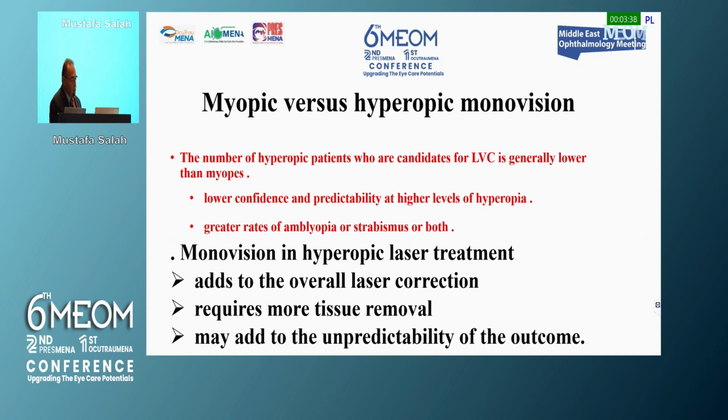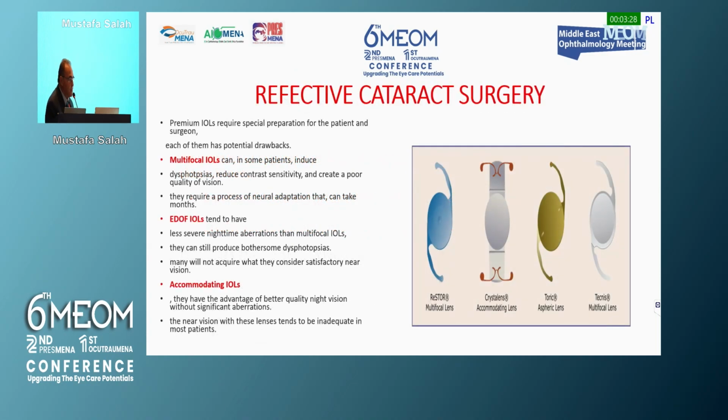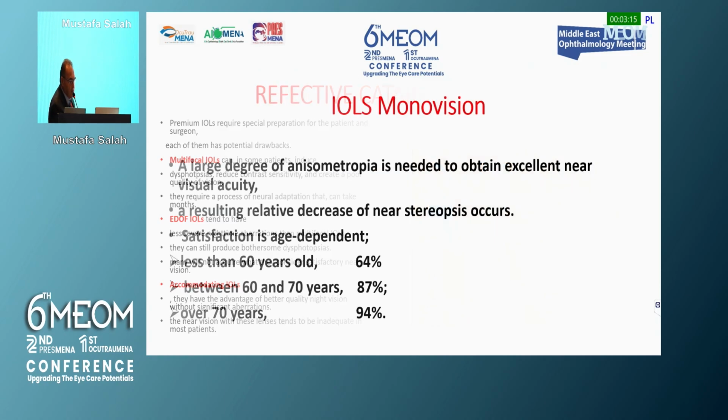Why? Because monovision and hyperopic eyes add to the overall laser correction, require more tissue removal, and may add to the unpredictability of the outcome. We know all the refractive cataract surgery. We changed the IOL, and these are different types of premium IOLs. Each one of them has its own disadvantage.